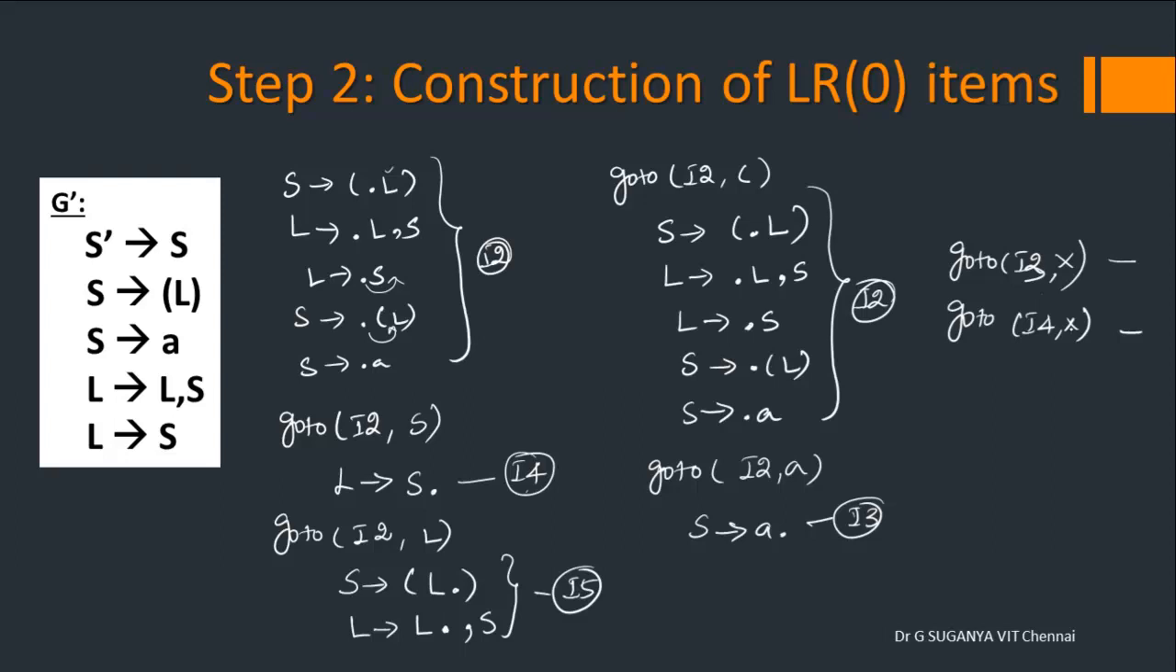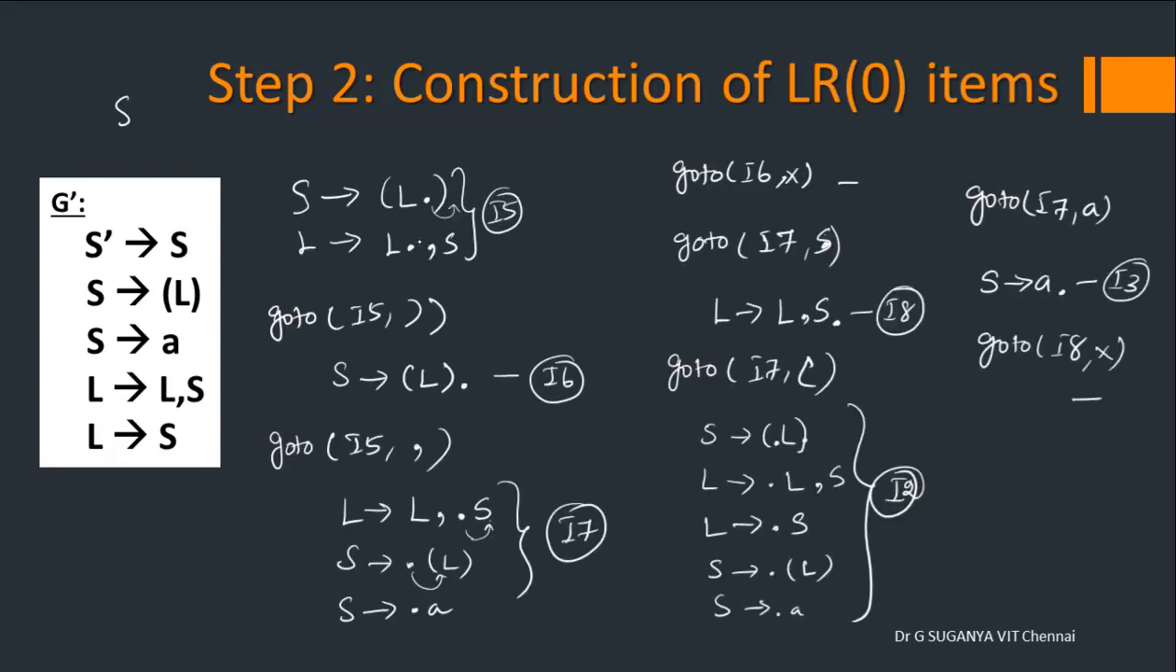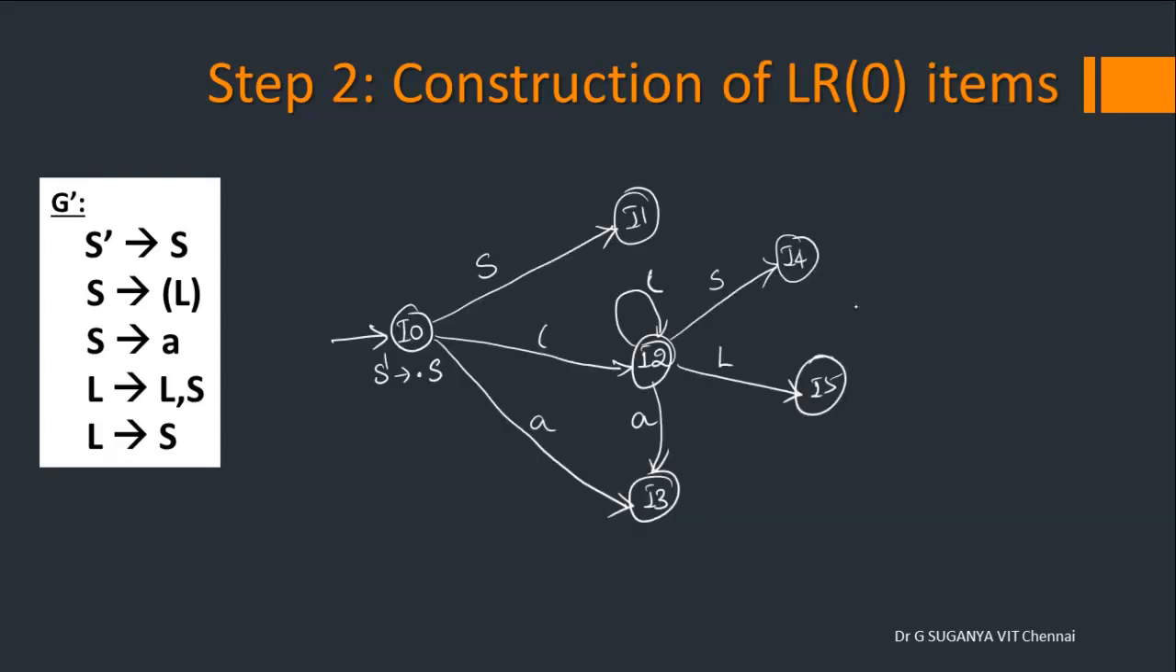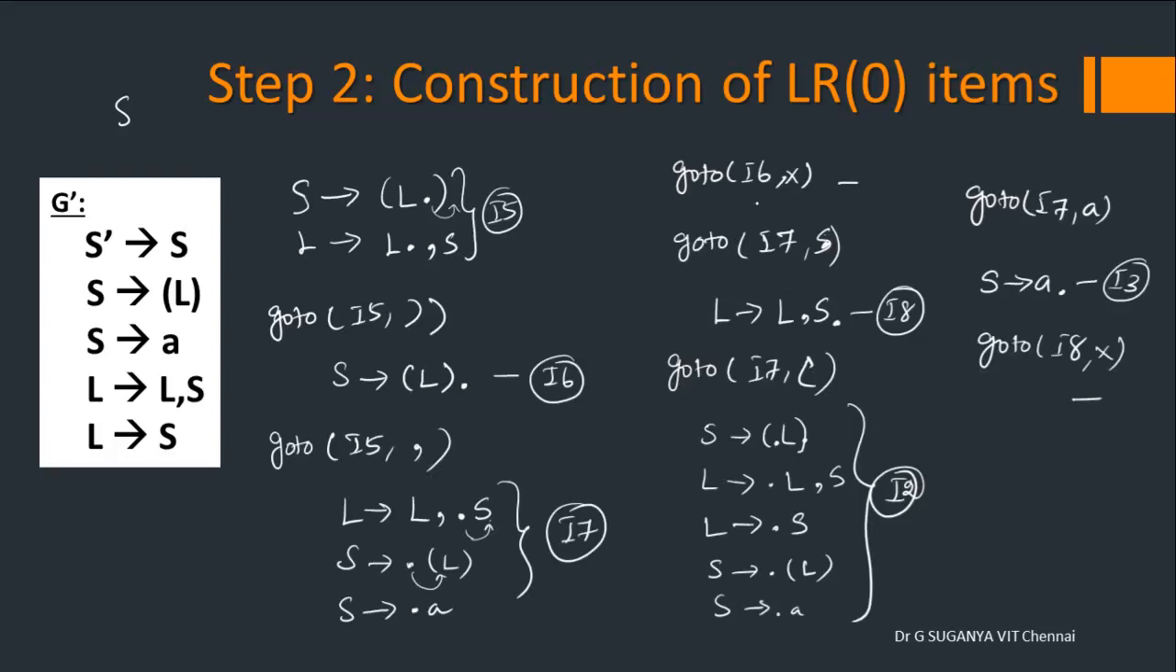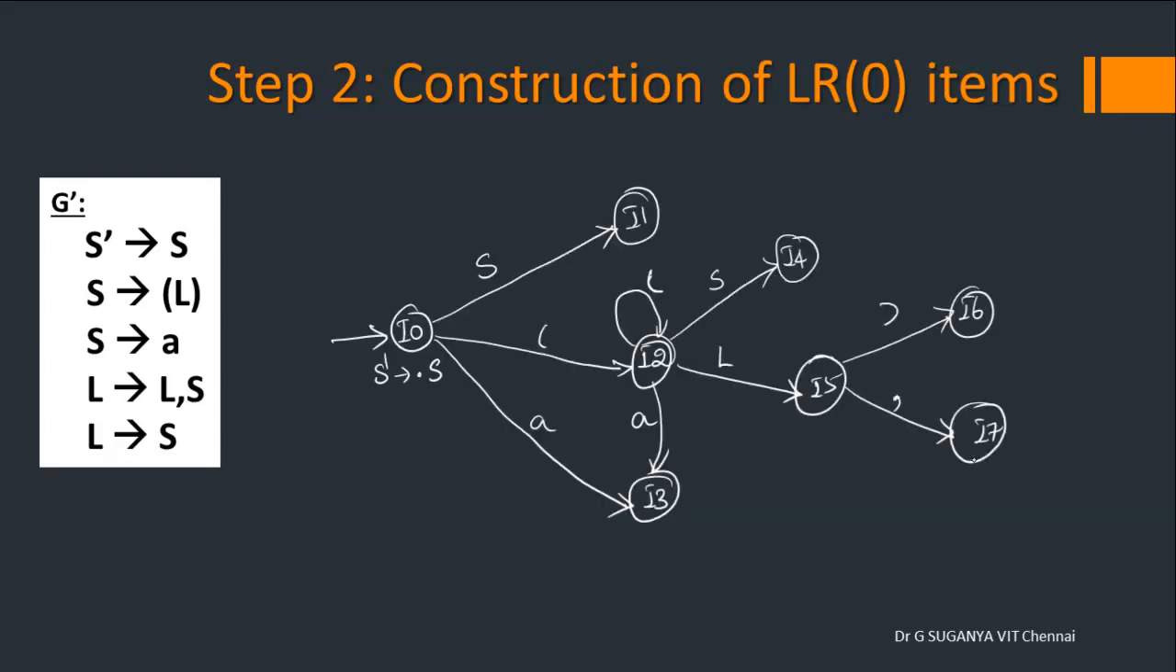Then I3, no transition. I4, no transition. Then coming to I5. From I5 on close bracket, it is to I6, and comma, it is to I7. So finally from I6 and I7, no transition. Sorry, I6 no transition. From I7 on capital S, it is to I8. So you can draw here, it is on capital S, yes, it is to I8.